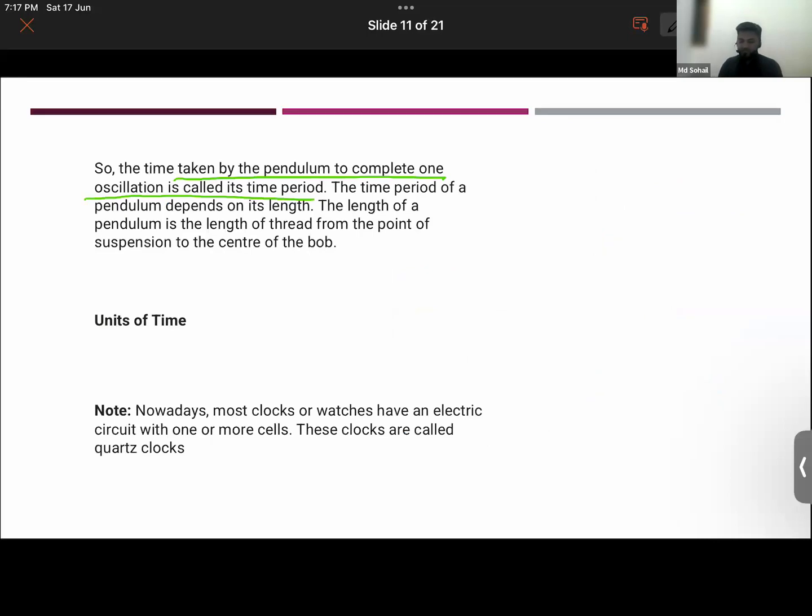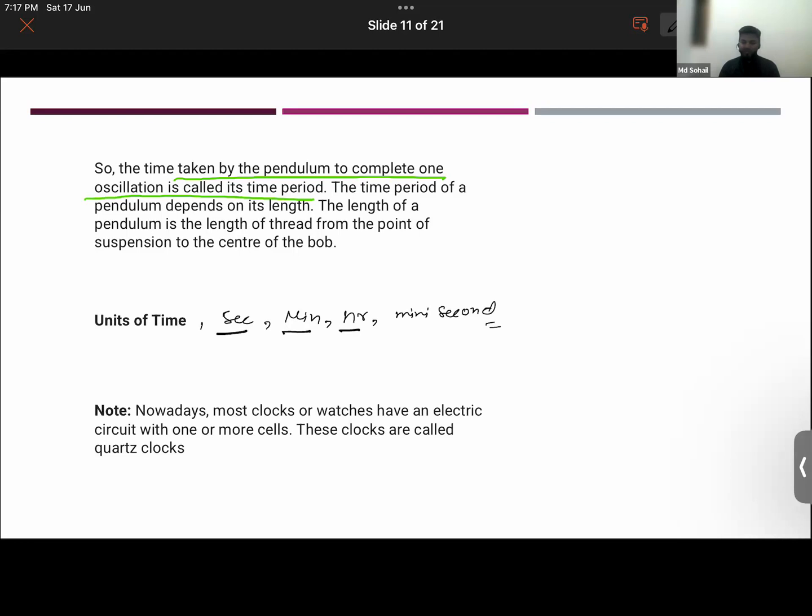Now, units of time. So what are the units of time? Time can be measured in seconds, minutes, or hours. We have milliseconds also, but we don't use those in calculations. Majorly seconds, minutes and hours will be used in the numerical problems you will be solving in this chapter. So those are the units of time.